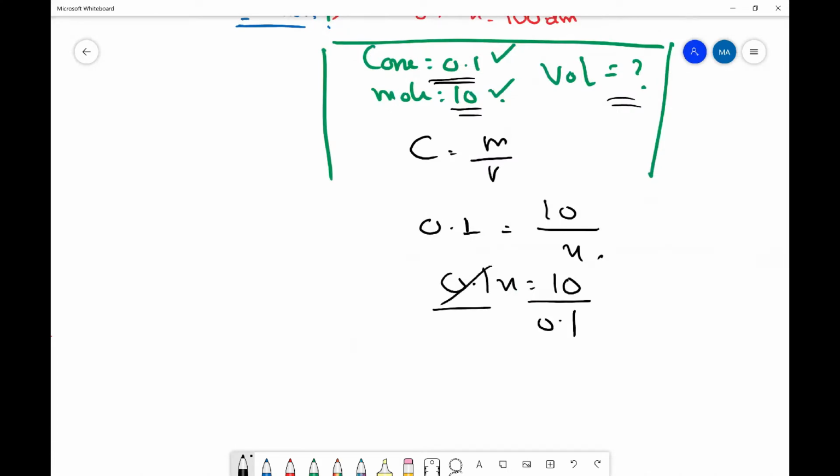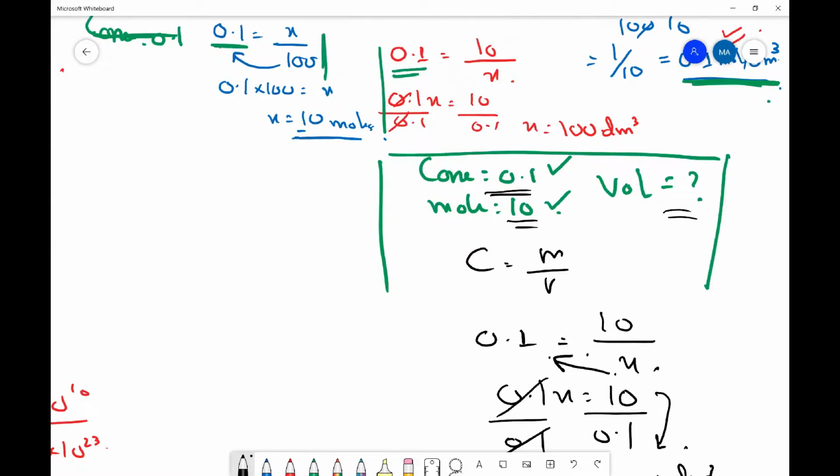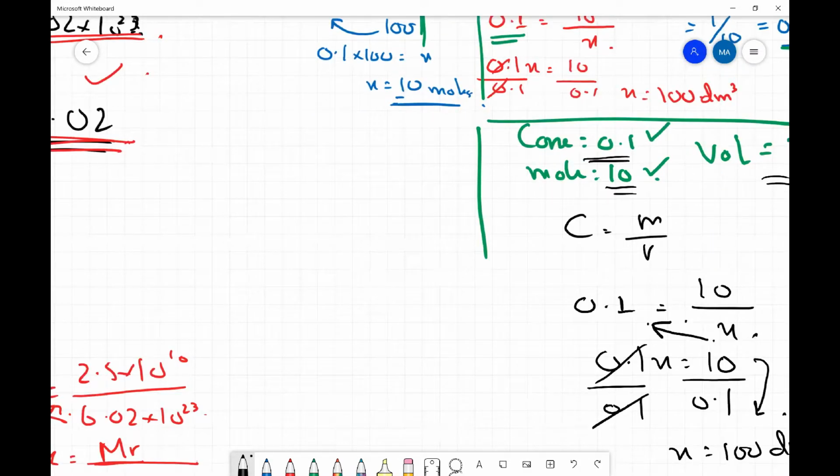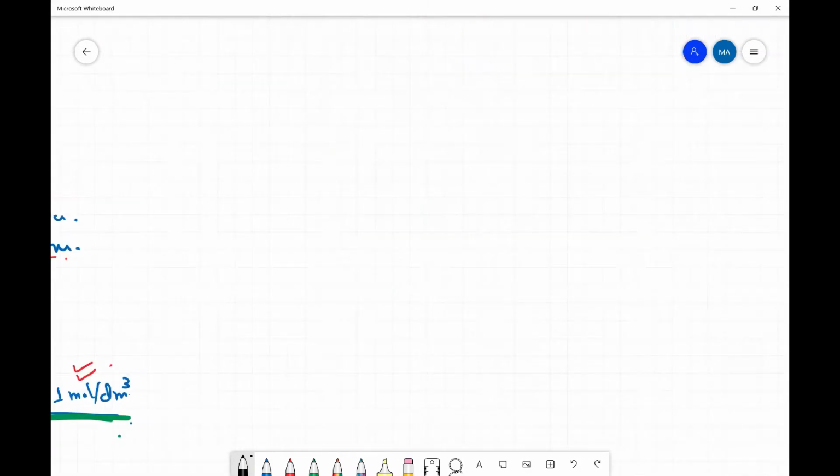We will move the x towards the concentration. Absolutely. We're going to cross multiply x with concentration. Okay. And once this x is cross multiplied, we're going to divide by the concentration on both sides. A simple maths rule, right? Okay. So 10 divided by 0.1 is 100. x is equal to 100 dm cube. All right. Now, let's move on to the other formulas.